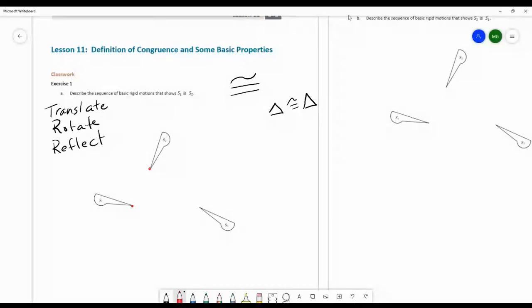In order to translate, what do I need? Yeah, I need a vector. And of course, I would use a straight line. And I'm going to call this vector V. So the first thing that I would want to do is translate S1 along vector V. So now my shape is slid up.